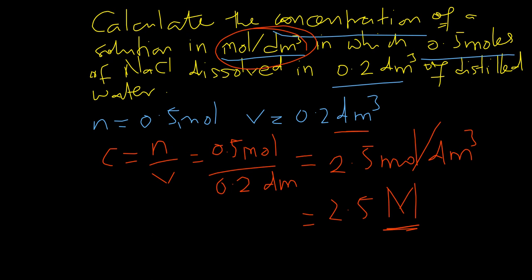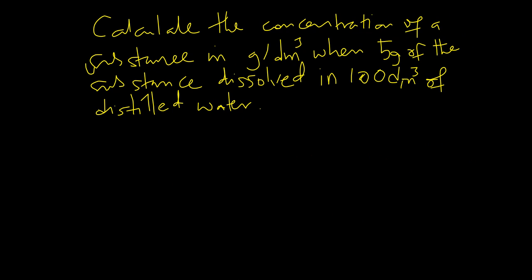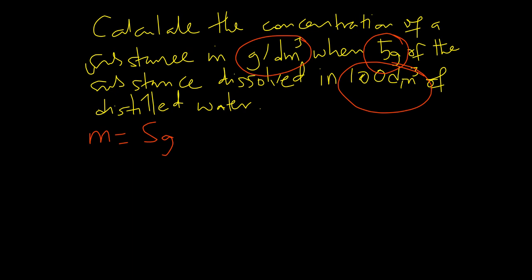In this example, we are asked again to calculate the concentration of a substance, but this time in gram per dm cube. So here, remember, we are calculating mass concentration, gram per dm cube. The information given to us is the mass and the volume. So let's write those details. The mass given to us is 5 grams, and the volume given to us is 100 dm cube. And here the question is saying calculate the mass concentration, that's gram per dm cube.